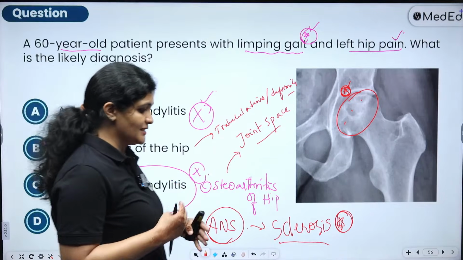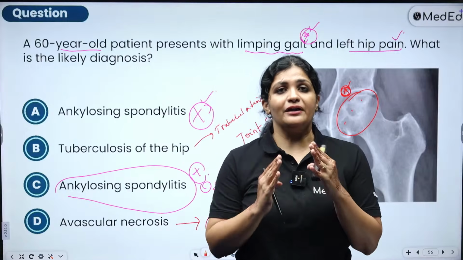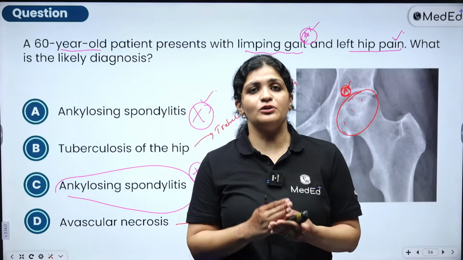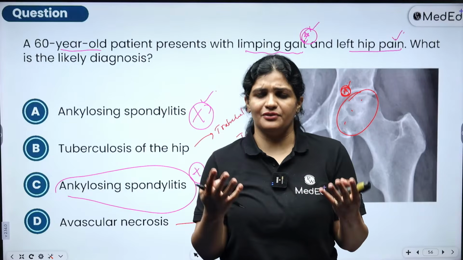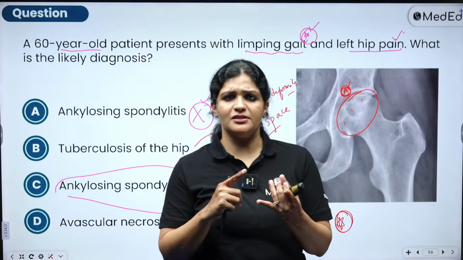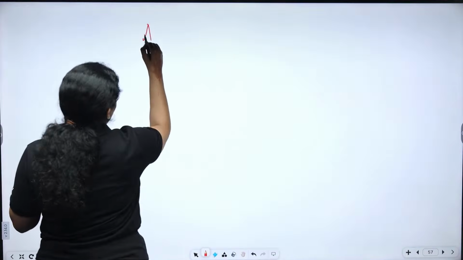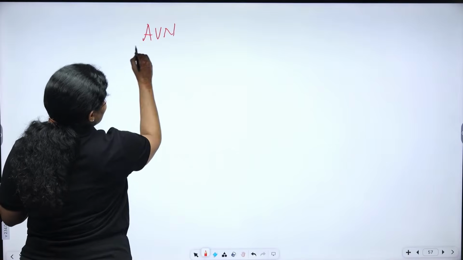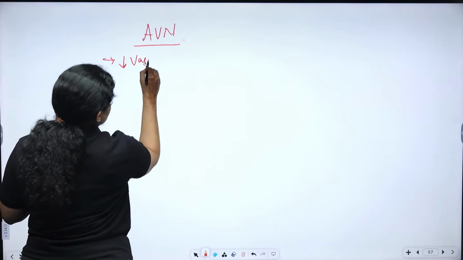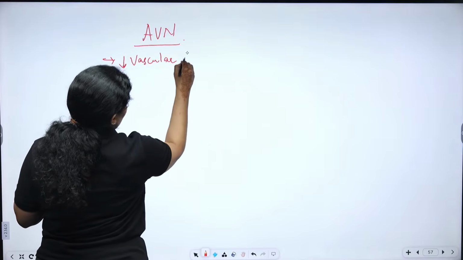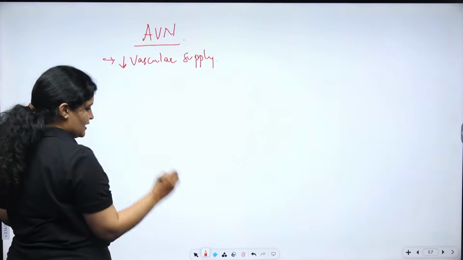So what is avascular necrosis? Avascular necrosis is a condition where there is disruption of the vascular supply to the femoral head. This disruption could be because of a number of reasons, and the most common reason is idiopathic. A little about avascular necrosis of the hip, this is also an important topic. It is nothing but a decrease in the vascular supply. This is the sole cause of avascular necrosis.